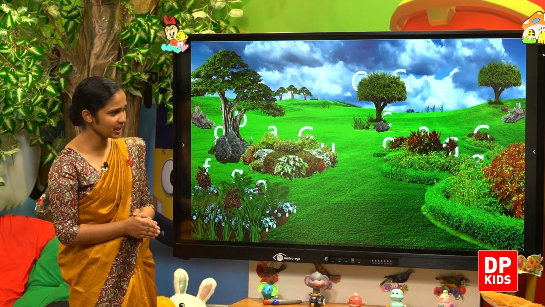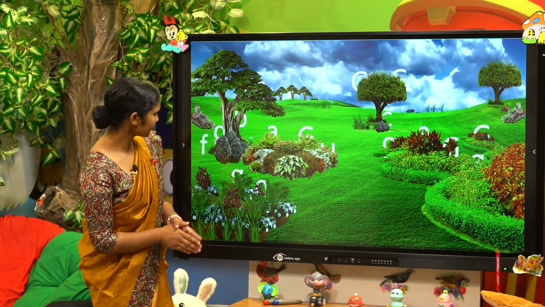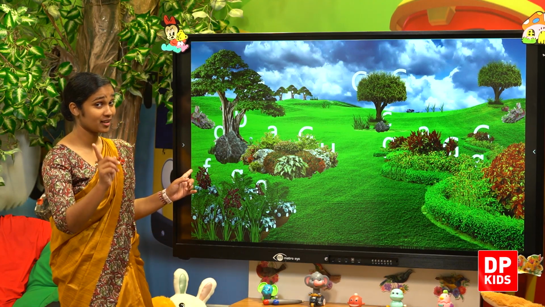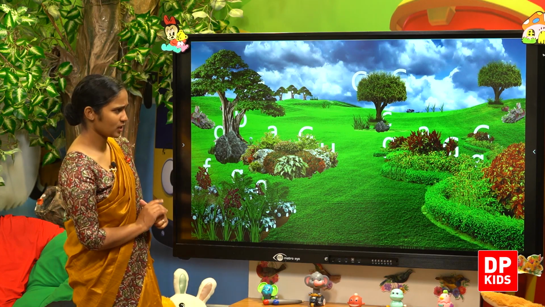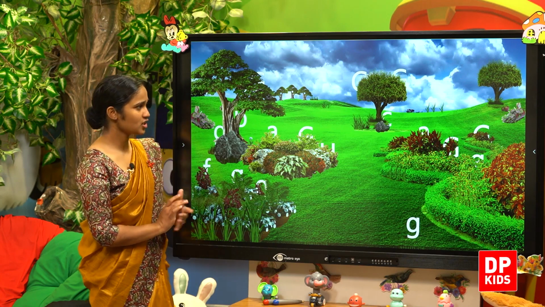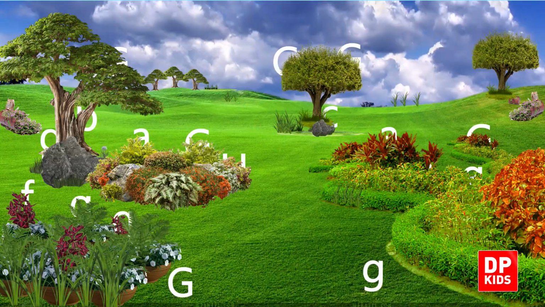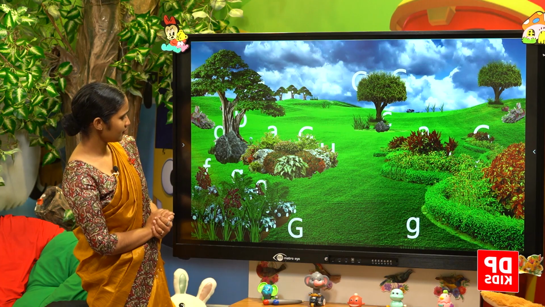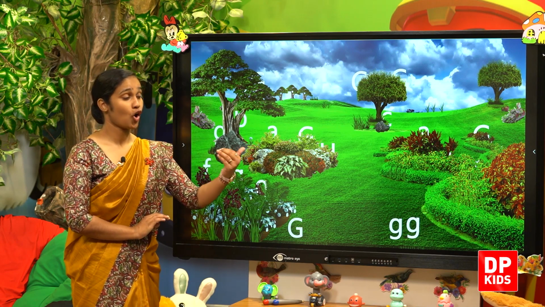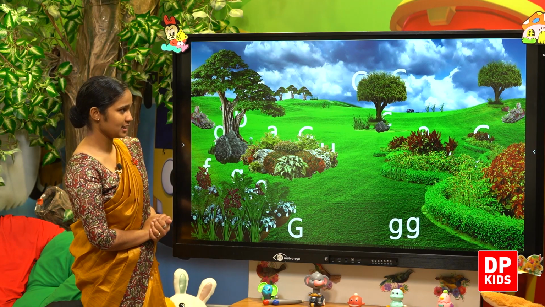Shall we start doing it? Yes. We'll see which one is first. Yes. Is this letter G? No. You can remember that is F. No, that is not G. Yes, they are simple G. We'll find another letter. Capital G. Yes, simple G. We are going to collect all the simple G's and all the capital G's. Let's start.